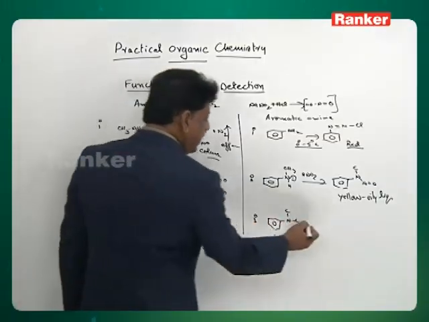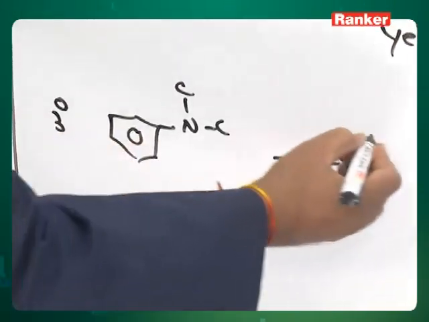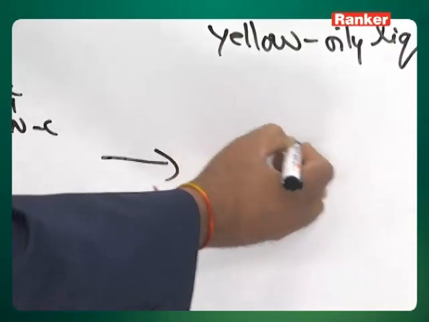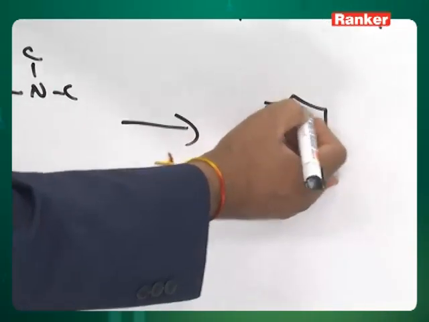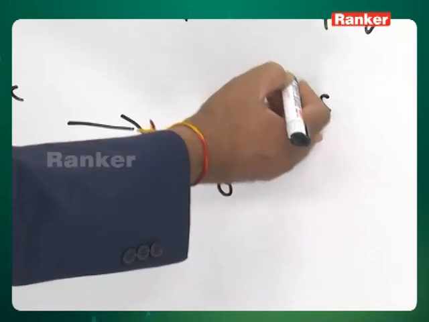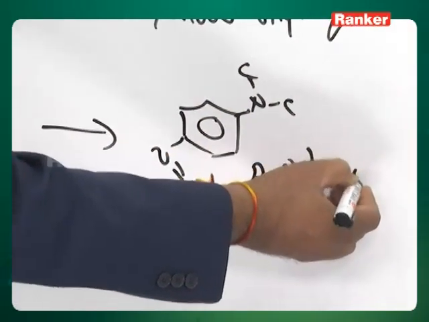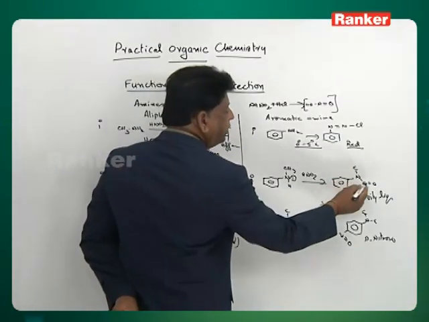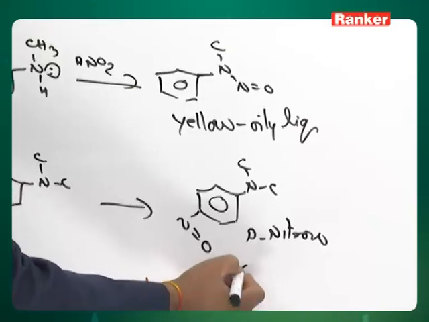Whereas in the case of aromatic, the NO plus enters at the para position to the N. So it's an electrophilic substitution. N double bond O comes on the benzene. This is called a para nitroso derivative. The N-nitroso derivative above is yellow in color, and para nitroso derivatives are green in color.